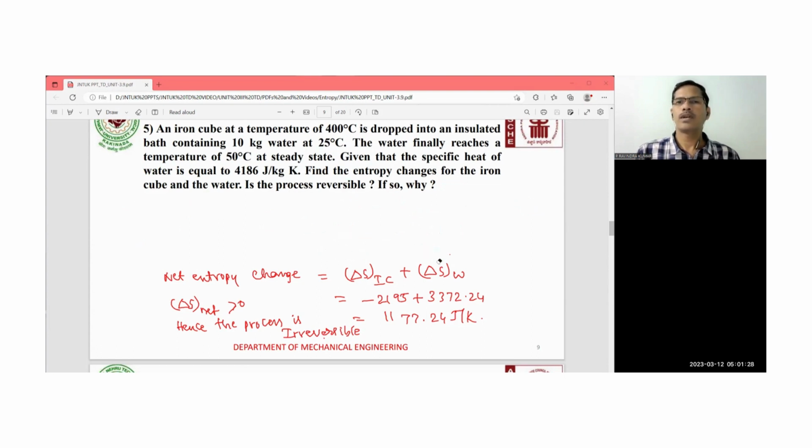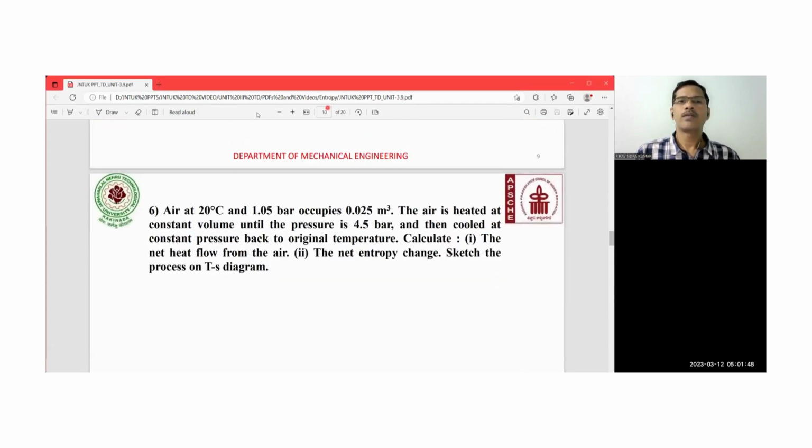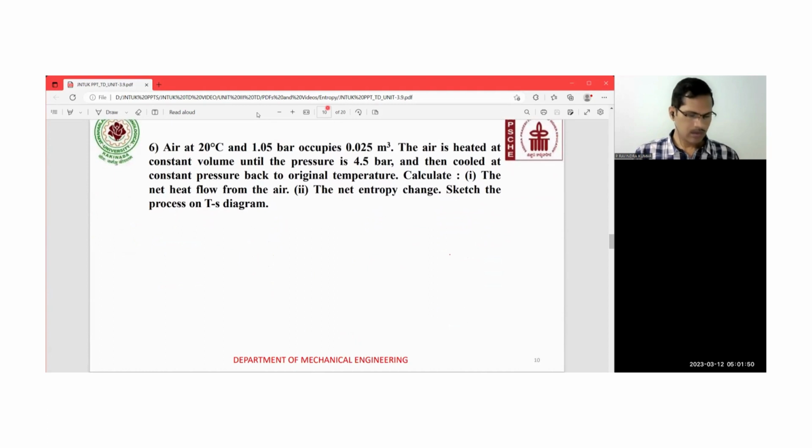So this is one problem. And the next one is, so far we have discussed the changes. Now you have to apply that particular entropy for a process, or the cycle, where I can tell it as the cycle.